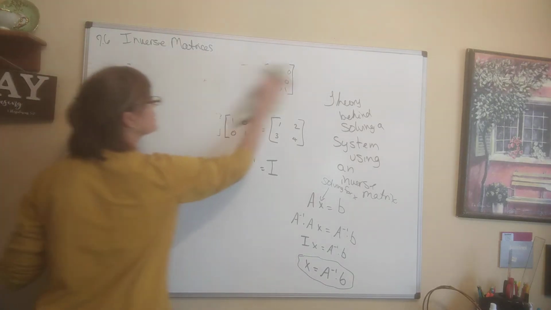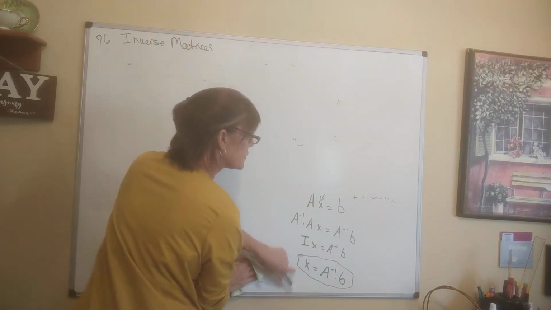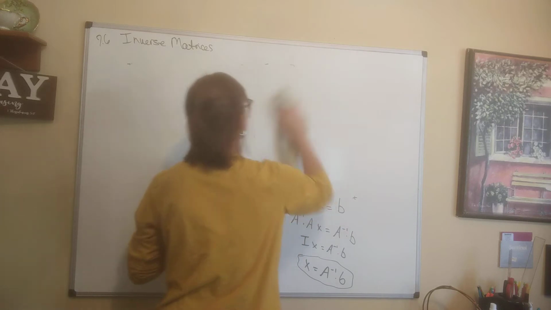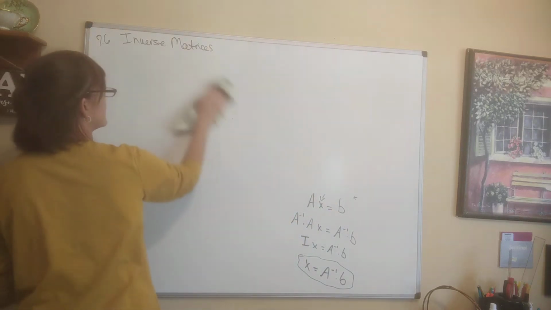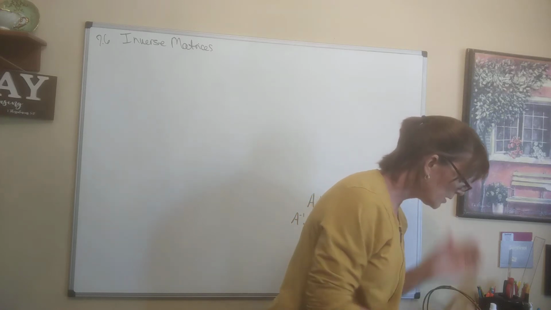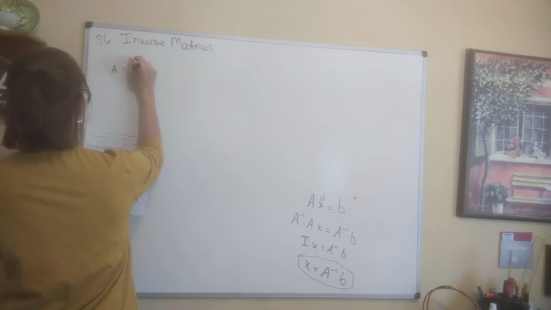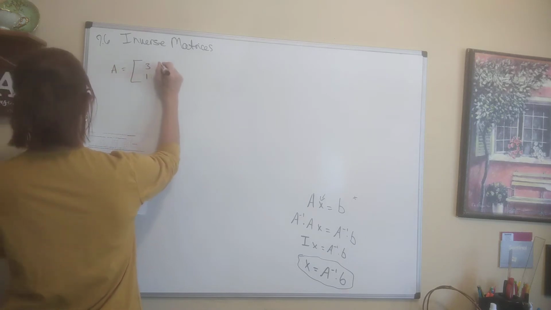Let's solve this equation using A inverse. So here's the moral of the story. How do you solve? You find A inverse and you multiply it times B. So here, number 1, we're just practicing finding A inverse. So let's do it. A is 3, 1, negative 2, 5.